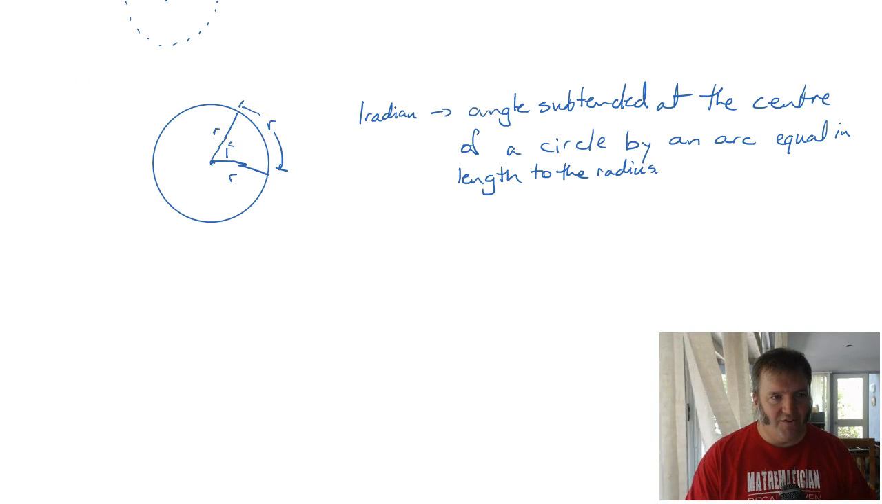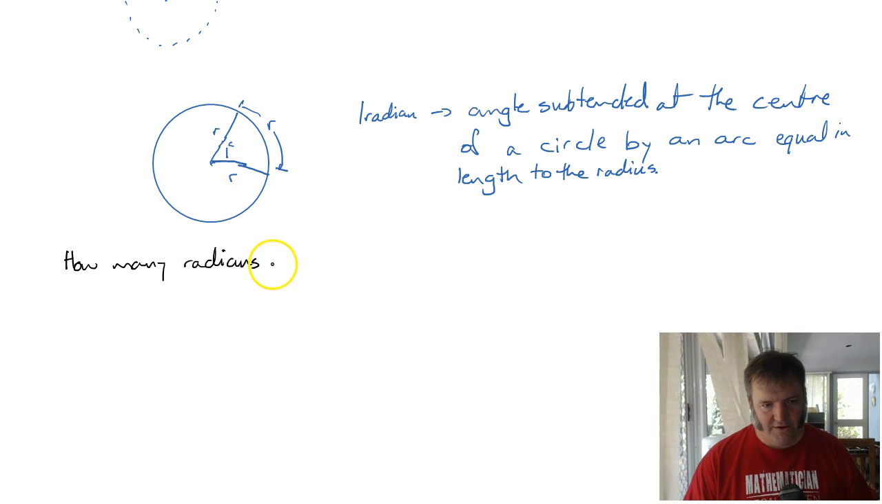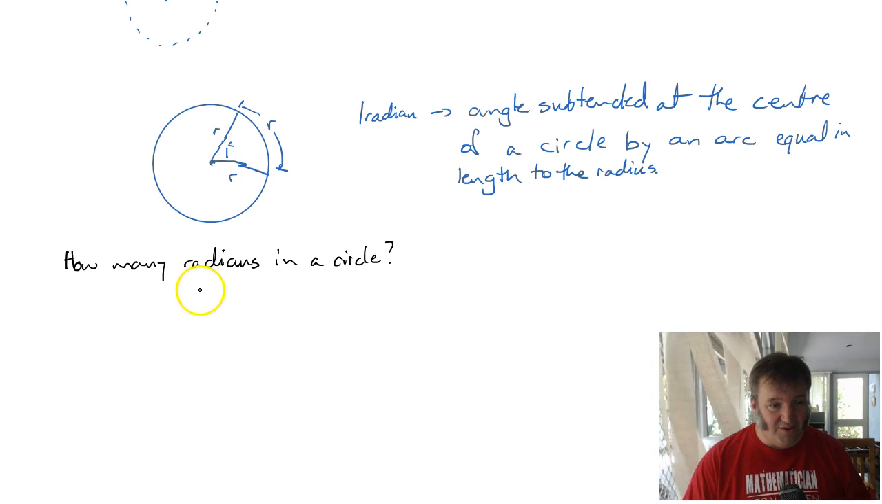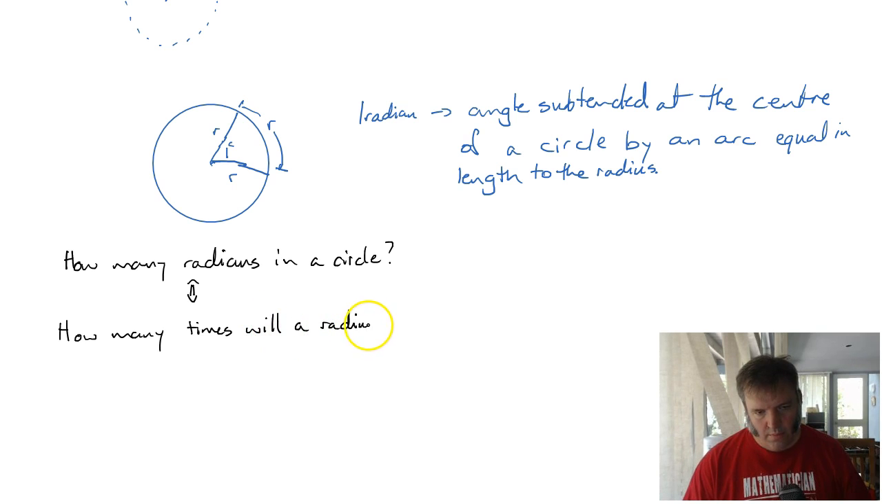How many radians were there in a circle? That was a bit tricky for us to think about. How many radians in a circle are in 360 degrees? And we remembered that there was one relationship we knew. This was an equivalent question to saying how many times will a radius go around the circumference of a circle?